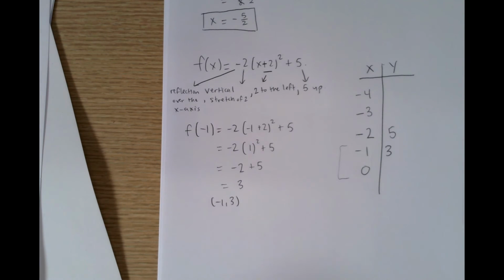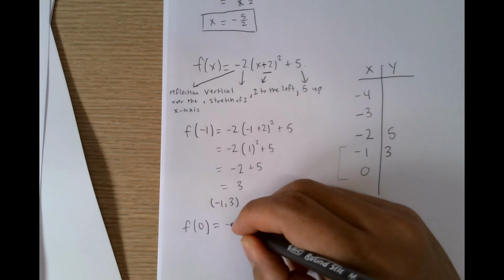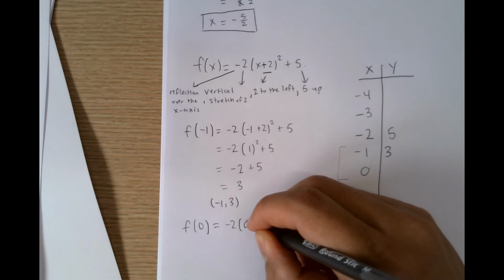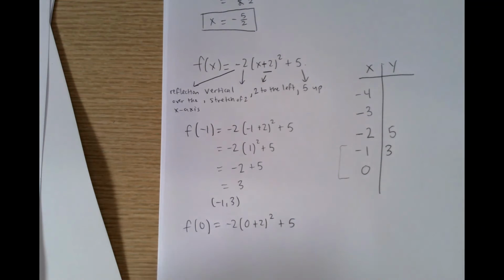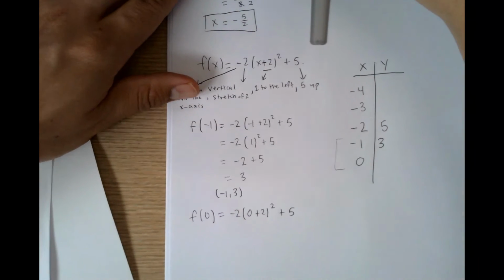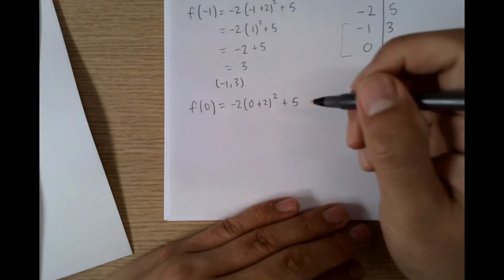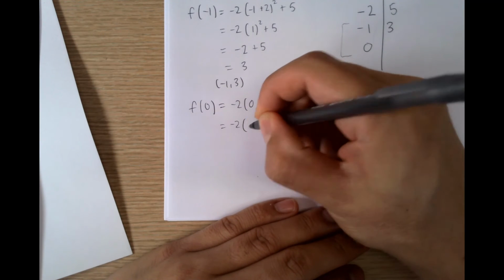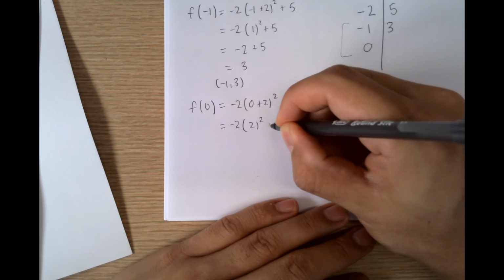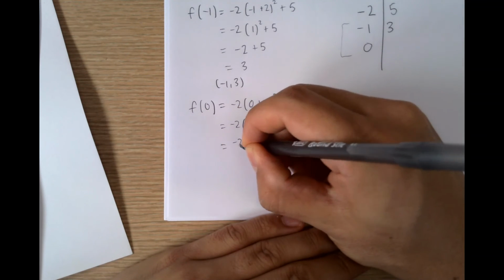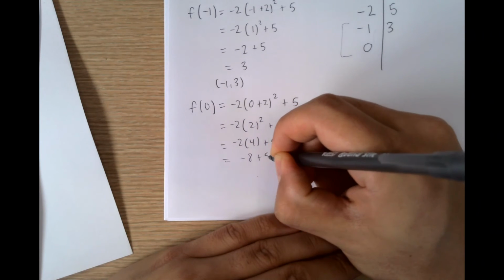The next thing we want to do is find another coordinate. So we have -2 times, and this time we're plugging in 0. We get -2 times (0 plus 2), which is 2 squared, so -2 times 4 plus 5, that's equal to -8 plus 5, and we get -3.